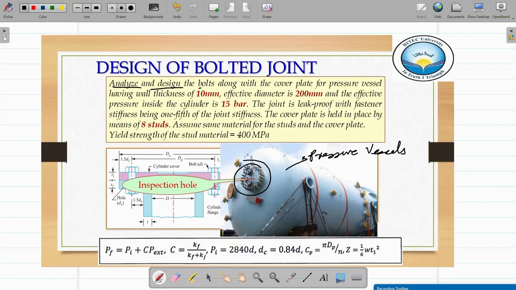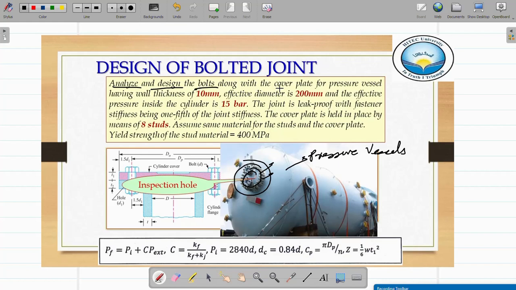And this is held by means of a lot of bolts. You see, these are all bolts. So this is a cover plate over it. You have a cover plate, and then you fasten the cover plate using bolt joints. You know that the stress applied on this cover plate is actually borne by the bolts. So the idea is to analyze and design the bolts along with the cover plate.